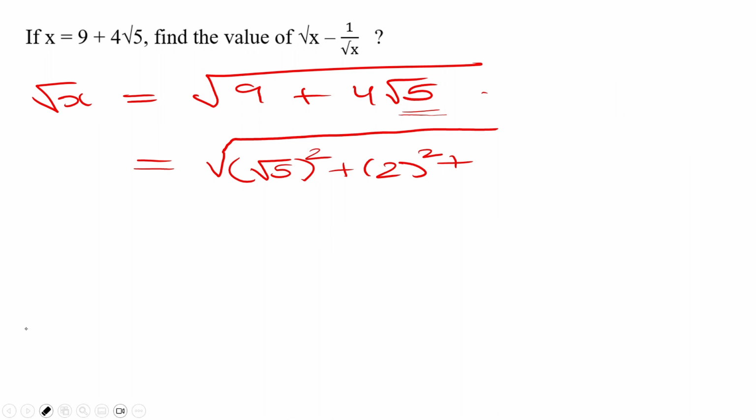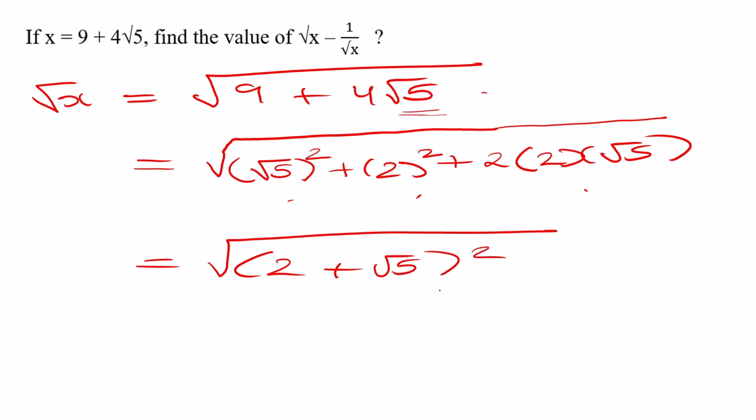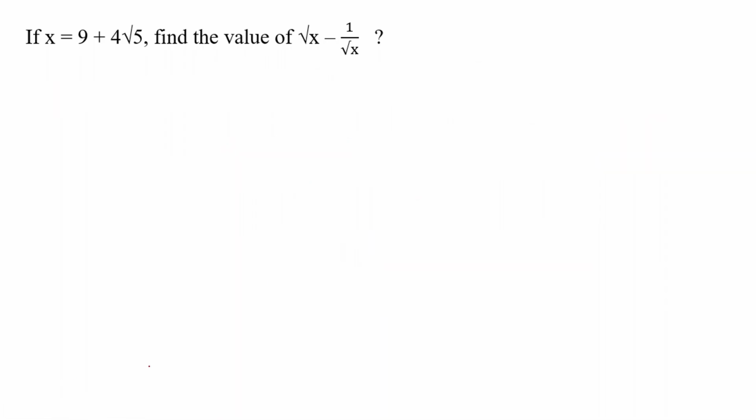So here, root 5 square plus 2 square plus 2 times 2 into root 5. This is the identity a square plus b square plus 2ab. It's nothing but 2 plus root 5 the whole square. Root and square cancel, so we get 2 plus root 5. This is a slightly hard, tricky method, but once you've understood how to break it down, it's pretty easy. I'll be explaining it separately in other videos, so please stay tuned for that as well.